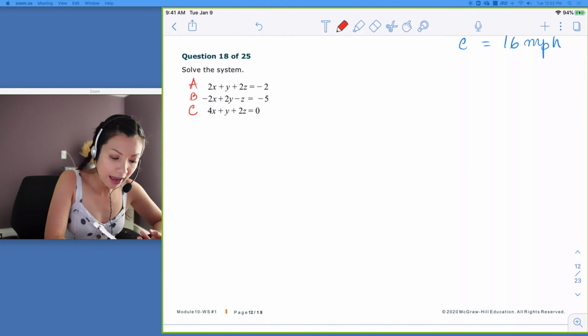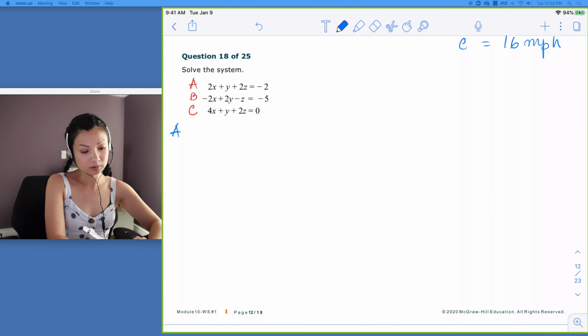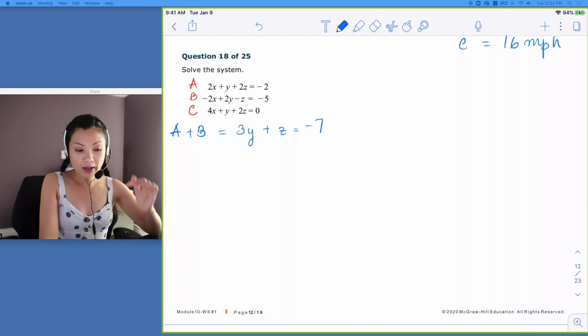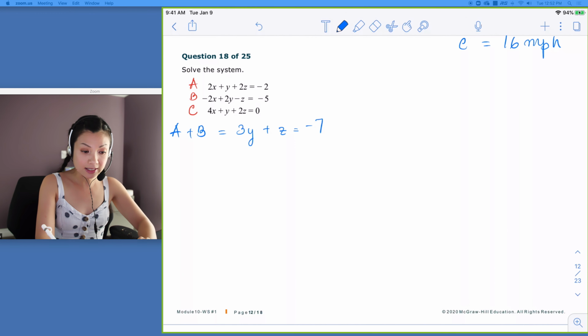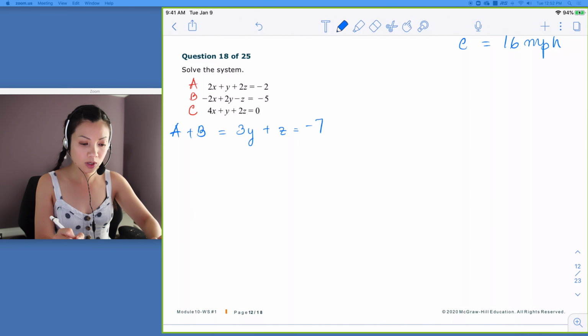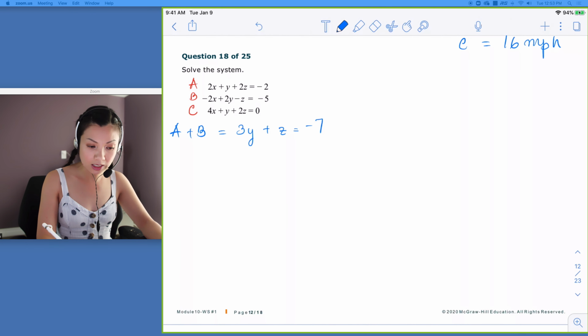So if I add A and B, I'm going to eliminate x. I'm going to get 3y plus z equals negative 7. Now I have to go back, pick 2 different equations and eliminate x as well. You can pick the first one and the third one, or the second one and the third one. I'm going to pick the second one and the third one.